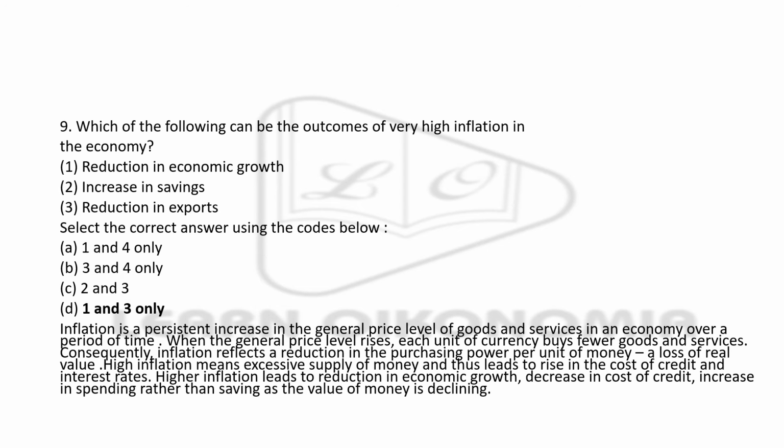Now, coming to the next question, which of the following could be the outcome of very high inflation? Is it reduction in economic growth, or increase in savings, or reduction in export? Actually, the right answer is option D, that is sentences 1 and 3: reduction in economic growth and reduction in exports. The keywords here are very high inflation. It is not asking simple inflation, it is asking very high inflation. So the right answer is reduction in economic growth as well as reduction in exports.